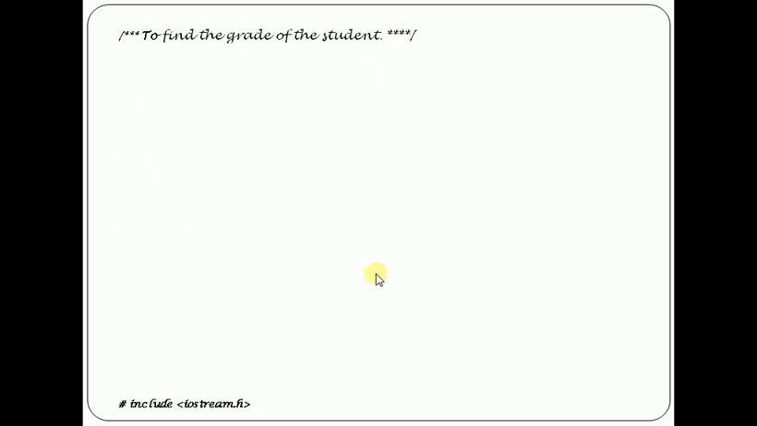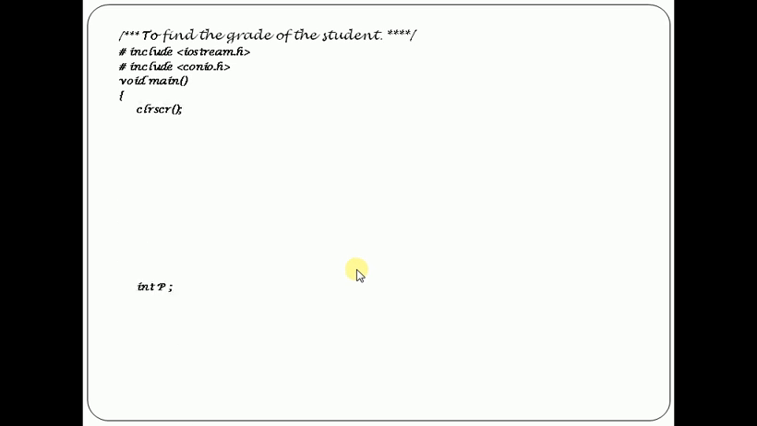The aim is to get the grade of the student. Then we enter the header files, then the main program. Inside the main program, we have cleared the screen. Now here I want to accept the percentage. What is the percentage of marks? So we are asking the user to enter the percentage of marks scored. That is accepted into P.